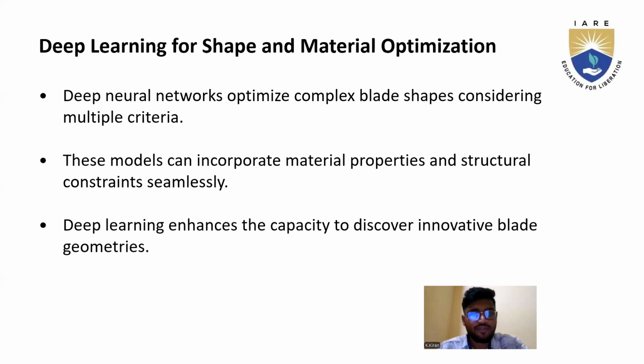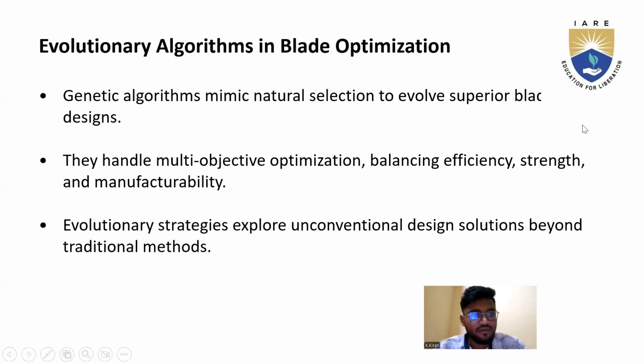And at the same time, we can see deep learning for shape and material optimization. Deep neural networks optimize complex blade shapes considering multiple criteria. This model can incorporate material properties and structural constraints seamlessly, and deep learning enhances the capacity to discover innovative blade geometries.